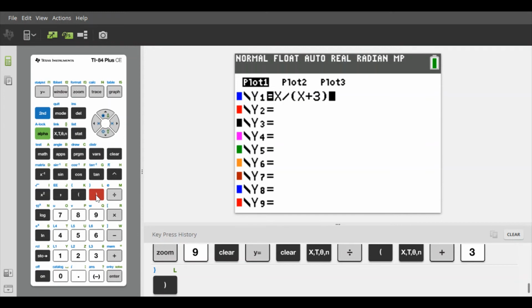Okay? If it's in the denominator, if you have several items in the numerator, you have to do the same thing. If you have several items in the denominator, you have to do the same thing. Put it in parentheses. I only have one x in the numerator here, so I don't have to worry about it in the numerator, but I do have to worry about it in the denominator with that x plus 3.